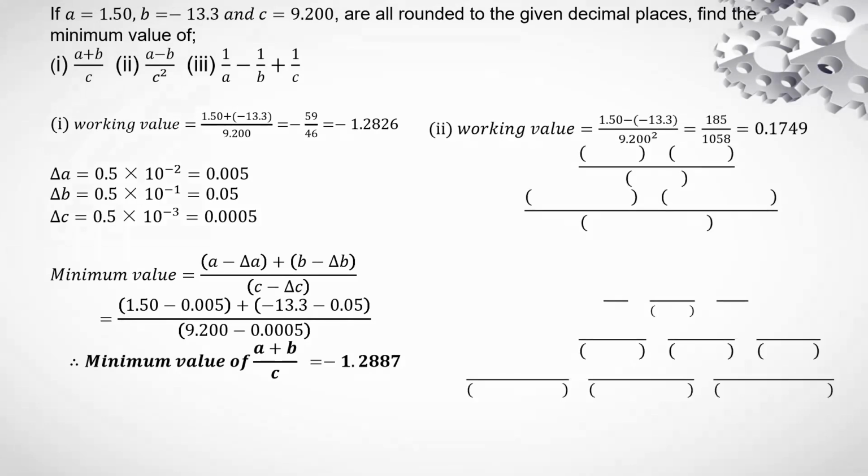But the question said minimum value of A minus B over C squared. So how are we going to manipulate that to get the minimum value of that expression? First of all, we obtain the working value. So the working value is 0.1749. So what's the minimum value of that? The minimum value of that is you get a value less than that.